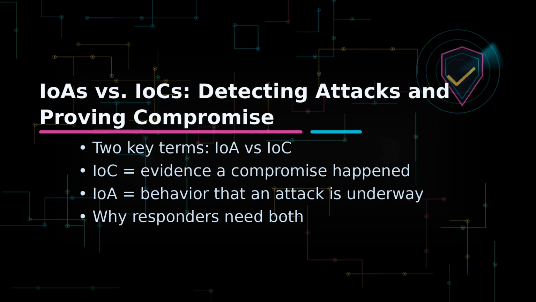By the end of this video, you should be able to: 1. Define IoCs and IoAs. 2. Explain how they differ. 3. List practical examples of each. And 4. Describe how responders use them to detect, scope, contain, and recover from incidents. One quick note. All example domains, IPs, and hashes in this lesson are fictional or documentation only, so you can focus on the concepts safely. Let's jump in.